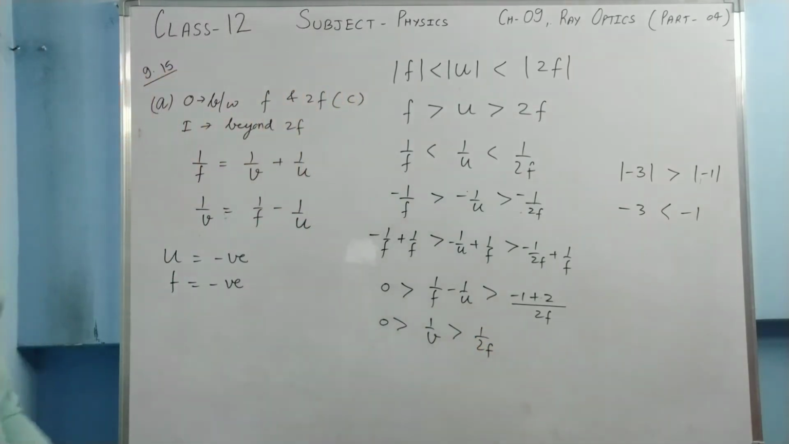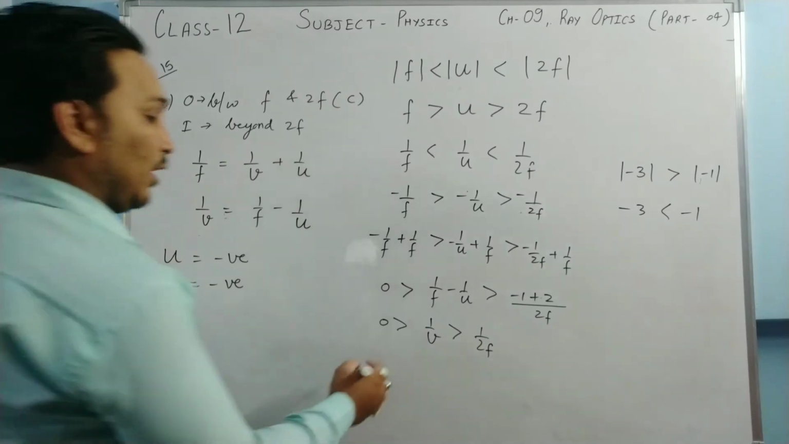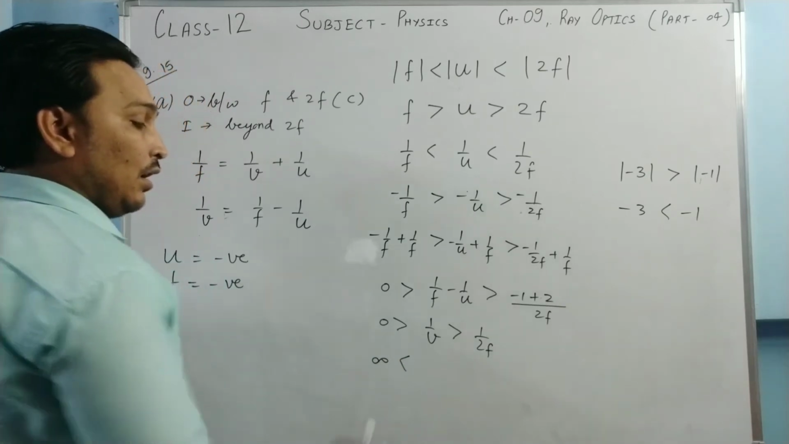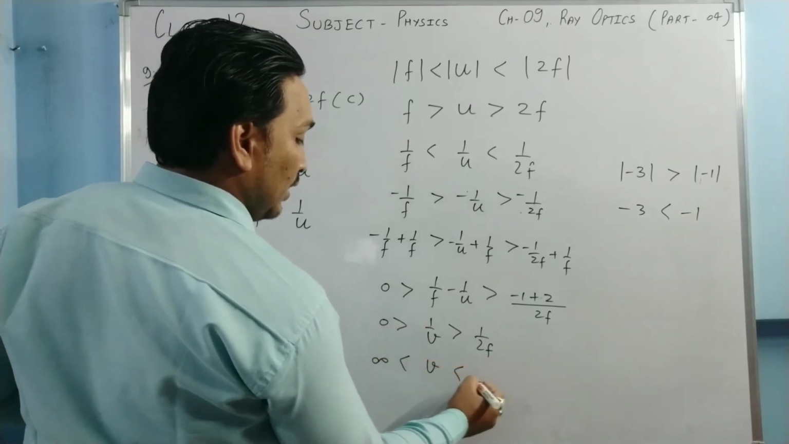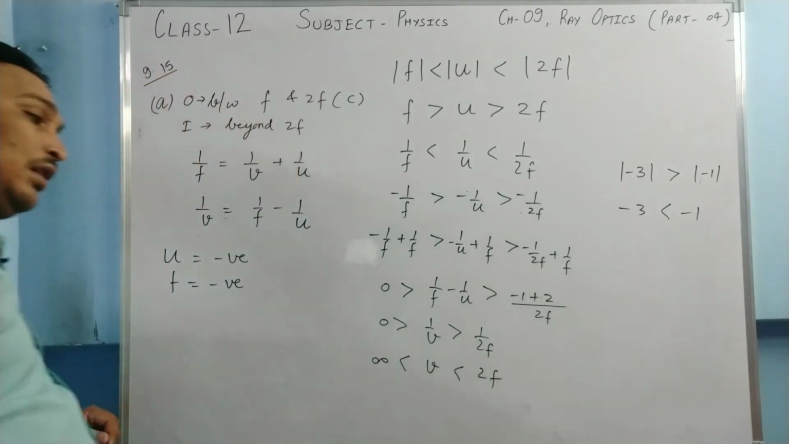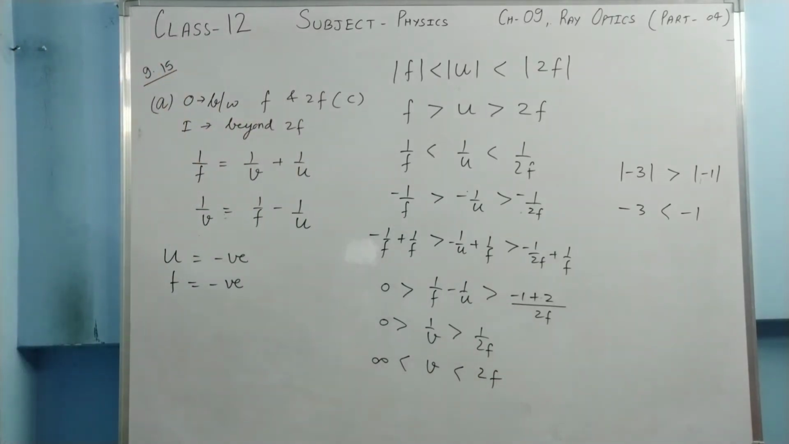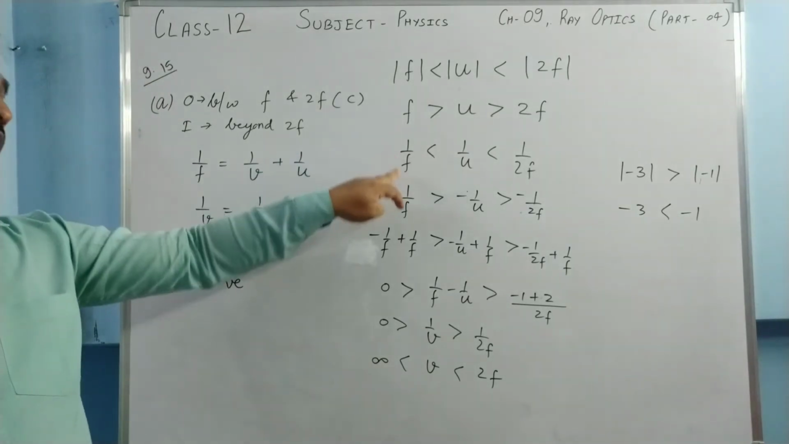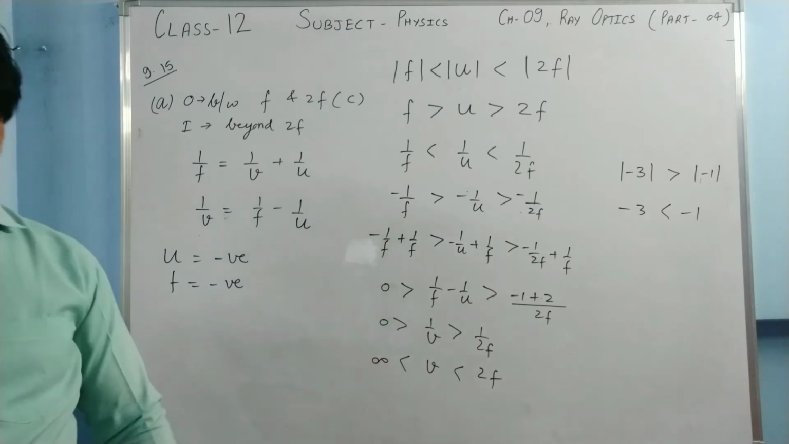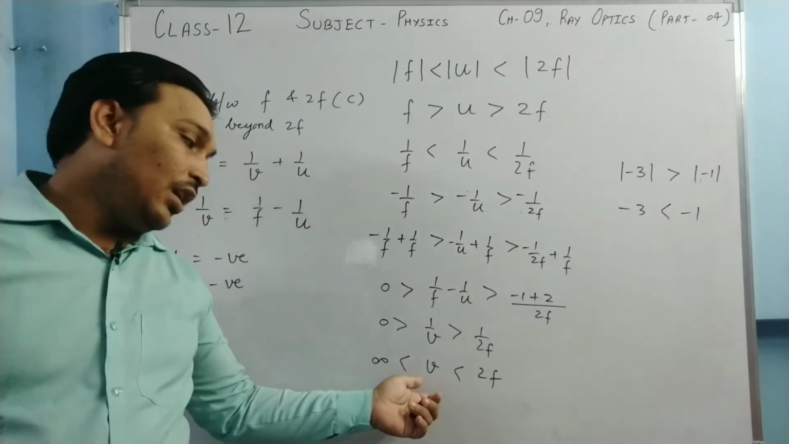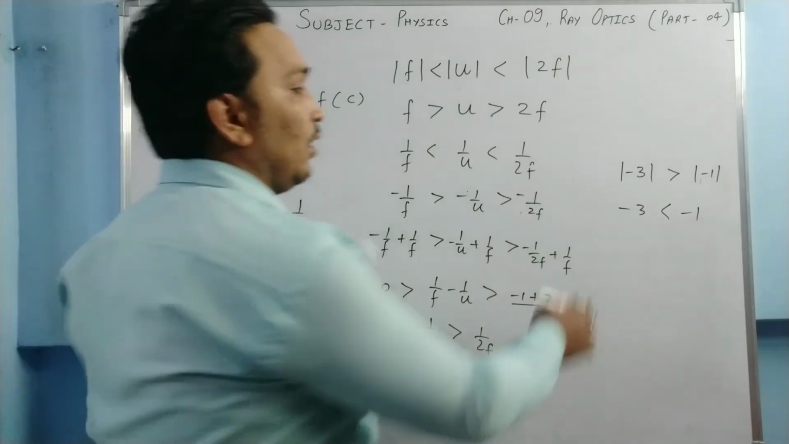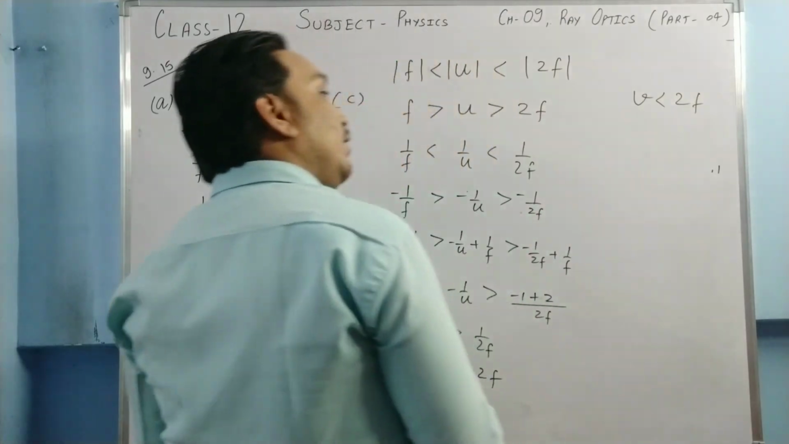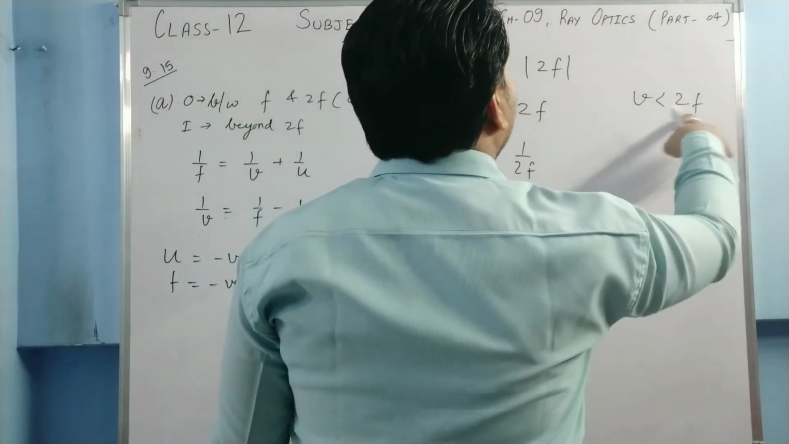Now if I take the reciprocal again, I have to change the inequality. So the reciprocal of 0 is infinity, is less than 1 upon v is less than 2f. So v should be less than 2f and it should be less than infinity. Remember that f was negative, so it should be negative infinity, right? So basically v should be less than 2f. And if v should be less than 2f, remember that 2f is negative.